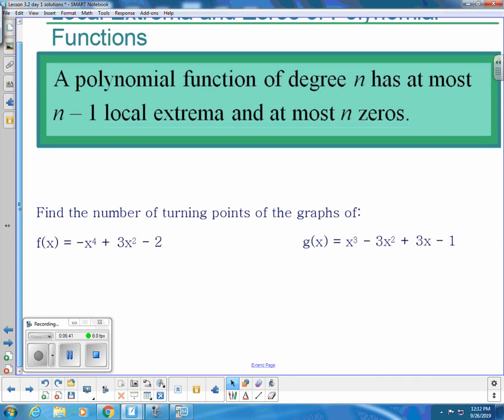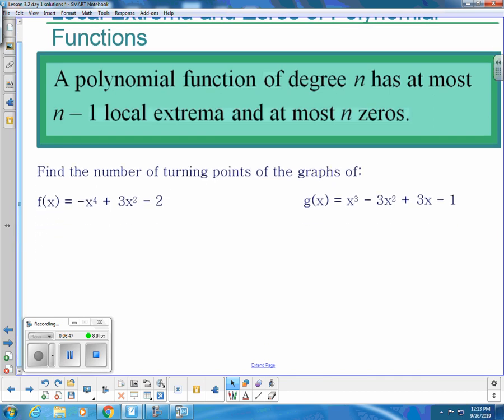So local extrema, zeros of polynomial functions. When you're looking at the degree of the polynomial, that tells you the maximum number of zeros the polynomial can have. So in that first example, my polynomial is a degree, what? 4, right? So it has at most 4 zeros. The number of times that graph will turn is at most 4 minus 1, which is 3. So the number of turning points is always n minus 1. Okay?